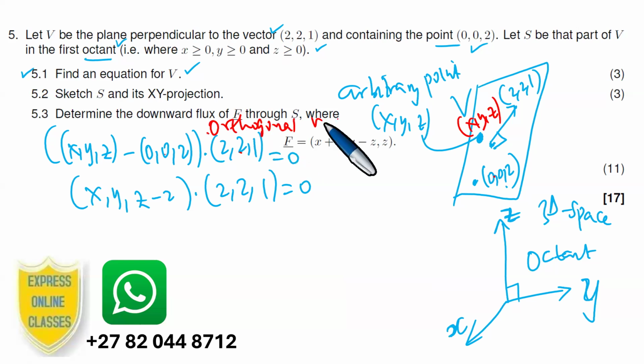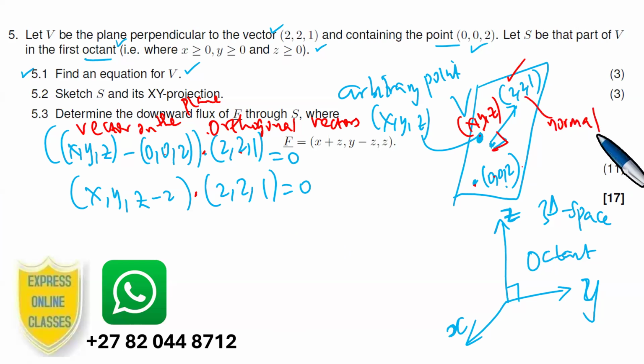How do we know they're orthogonal vectors? You have the point (x, y, z) together with the point (0, 0, 2), both on the plane. If you subtract them, you get a vector on the plane. Dotting it with (2, 2, 1) gives 0, because the plane is perpendicular to the (2, 2, 1) vector, which is a normal vector.